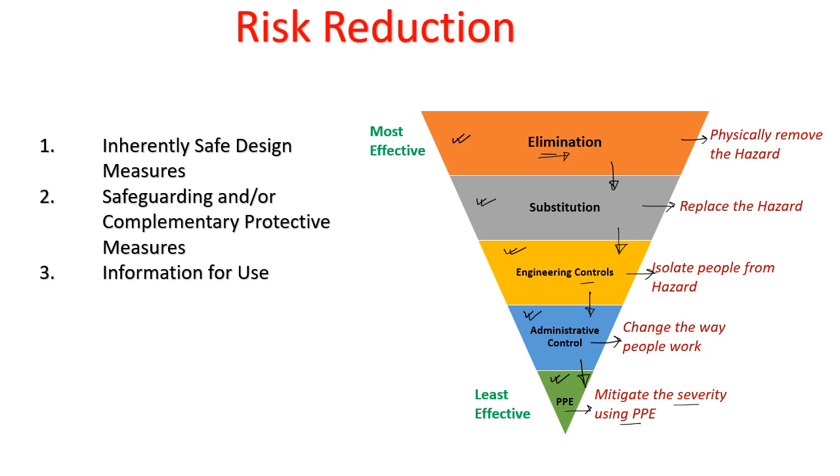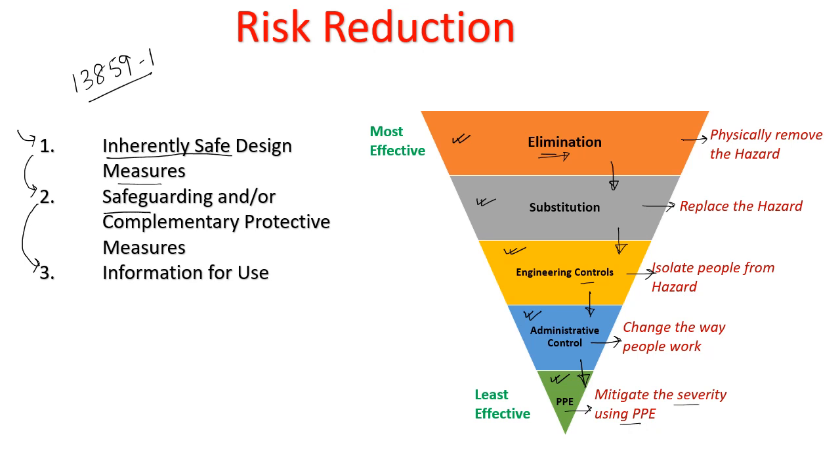Based on this pyramid, ISO 13859-1 suggests taking these three steps, and they should be taken in order. First you go with one, after one go to two, and then go to three. First is inherently safe design. Design your machine safely. Don't keep any points where there is a chance of cutting a hand. Don't use a design like that.